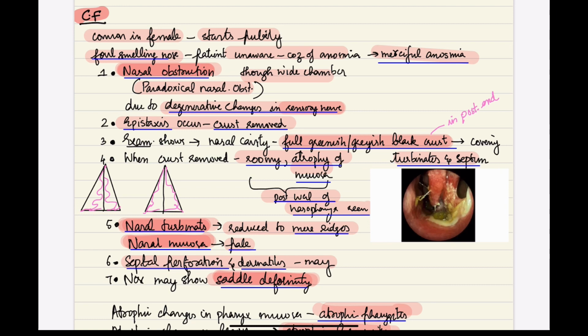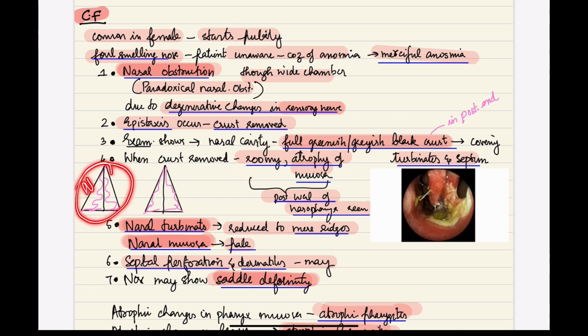The most common presenting feature is nasal obstruction in spite of the wide chamber or roomy cavity. This is due to degenerative changes in sensory nerve, which causes paradoxical nasal obstruction. On examination, we can see foul greenish or greyish black crust covering the turbinates and the septum as shown in this picture. On removing the crust, epistaxis can occur and atrophy of mucosa can be seen.